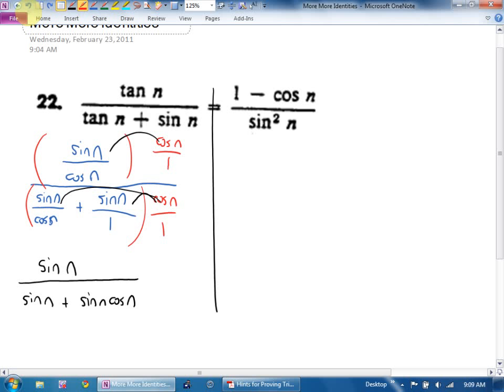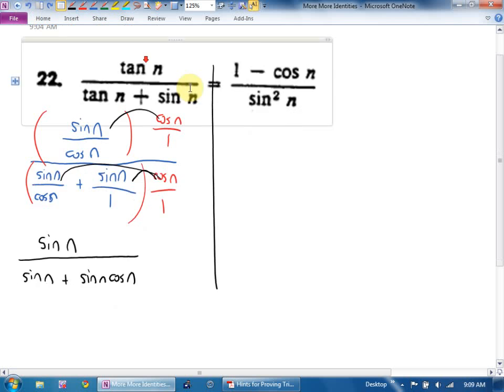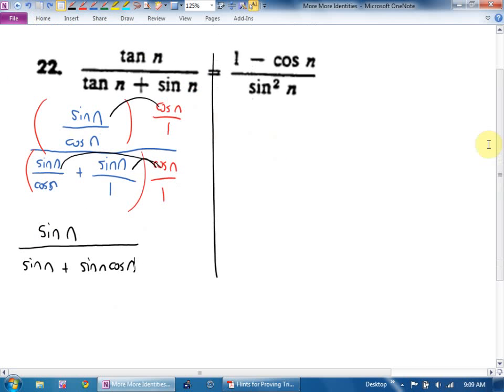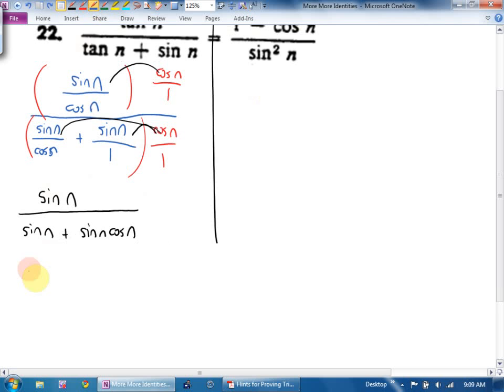Suggestions now. Where to factor? Oh, the bottom? Really? By the way, what is the GCF in the bottom? What do I have on the bottom here? That's a little breadcrumb, I think, telling me I'm on the right track. So I would go like this. It's going to be sine n all over sine n bracket 1 plus cos n.